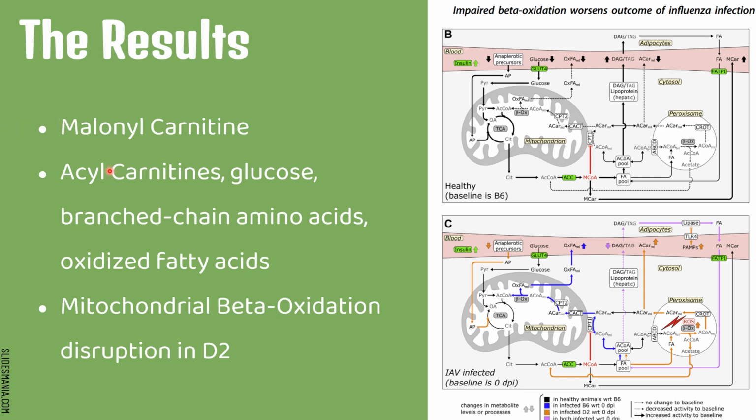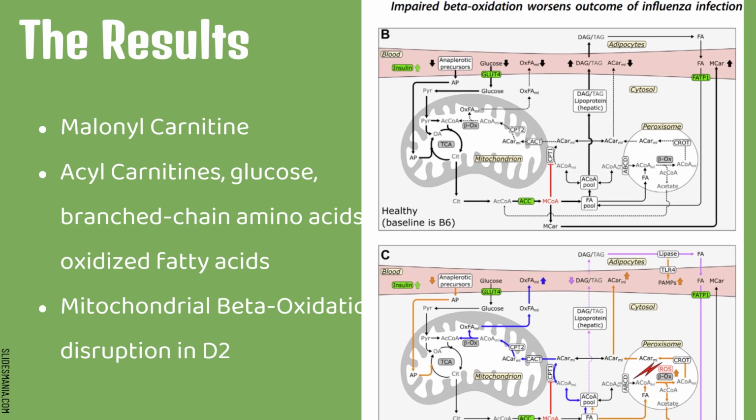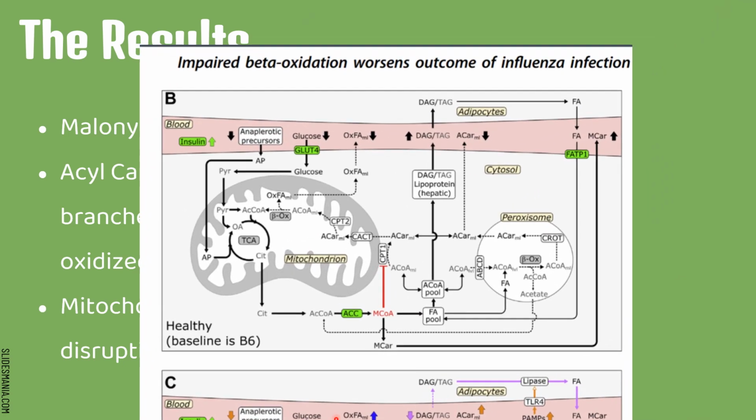Now, if you're like me, I don't quite remember where malonyl carnitine is in these pathways. Thankfully, the research article provided a diagram. Now, we'll circle back around to these for the mechanisms, but down here you can see malonyl carnitine, MCAR. You can also see malonyl-CoA, citrate, and pyruvate, which you should recognize. So a lot of really fun things going on here.